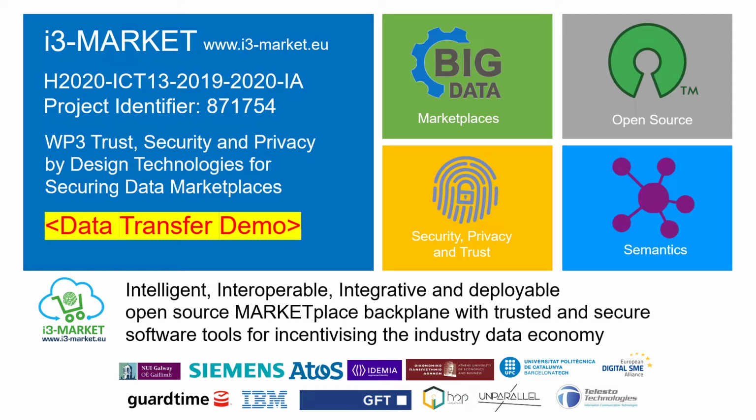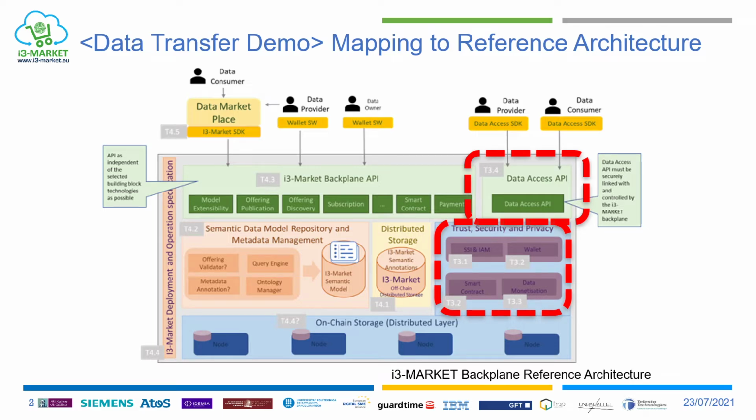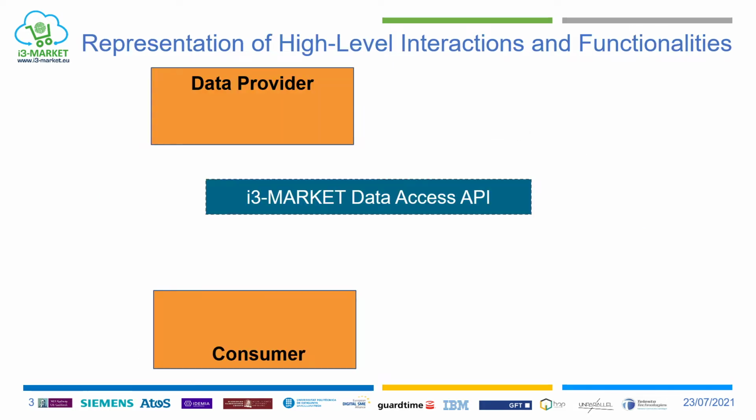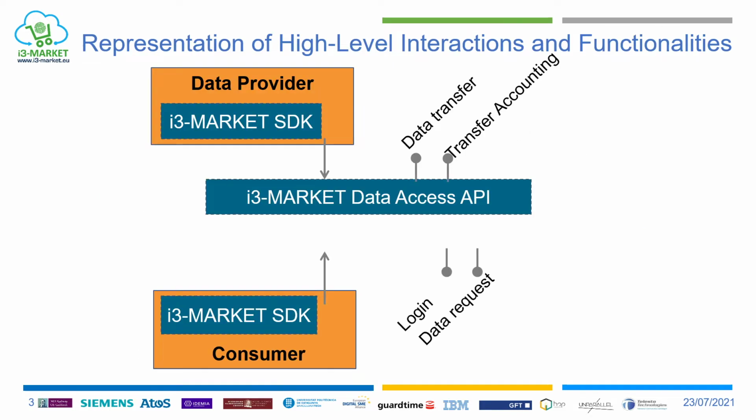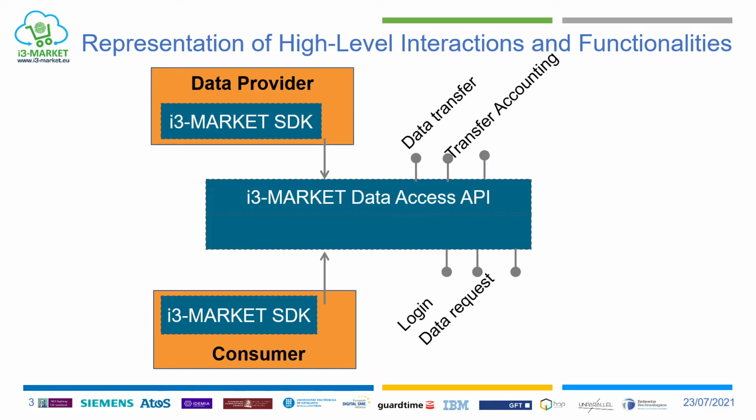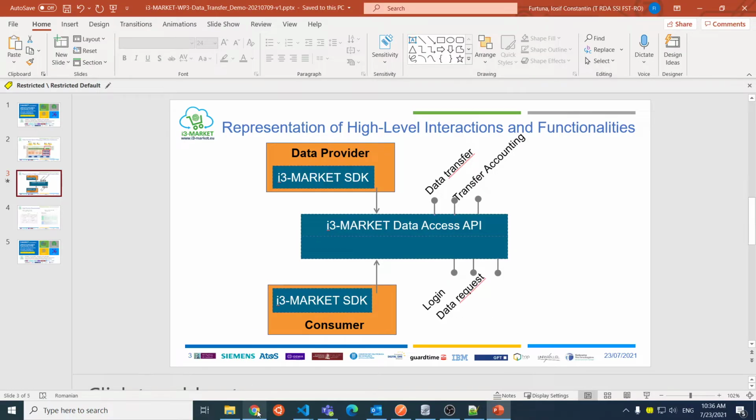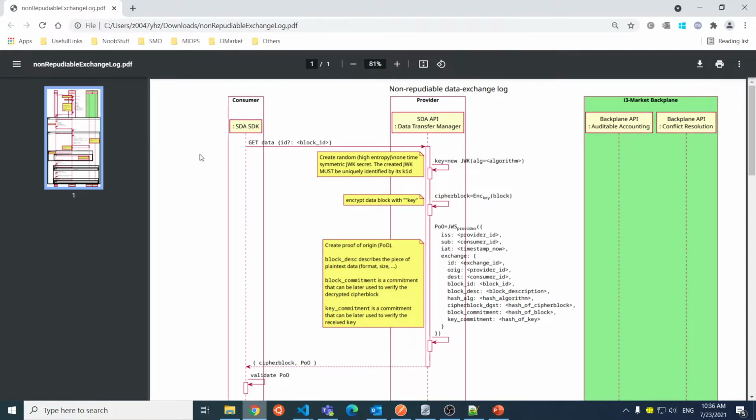Hello everybody, today I will present a demo for the Data Access API. The Data Access API is basically a server from which the consumer can retrieve data blocks by authenticating each request. The way the consumer and the data provider communicate with each other is by using a non-repudiable protocol. Right now I will briefly present the non-repudiable protocol.